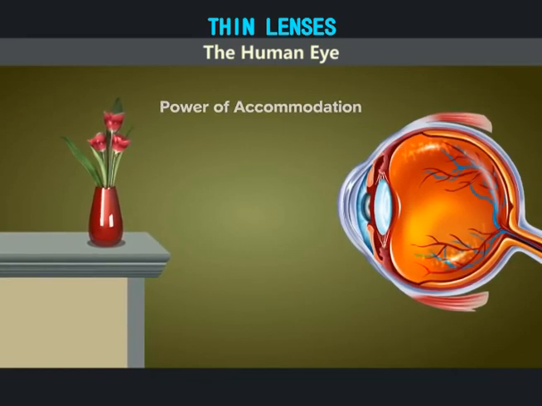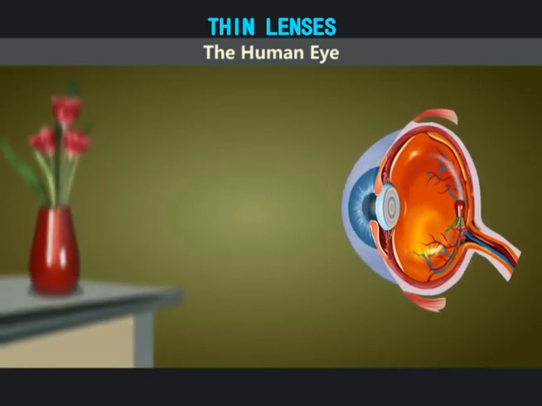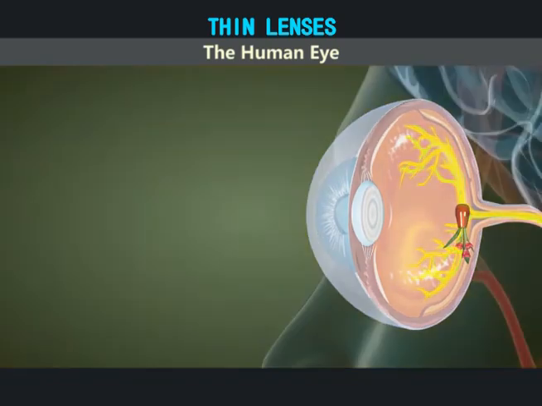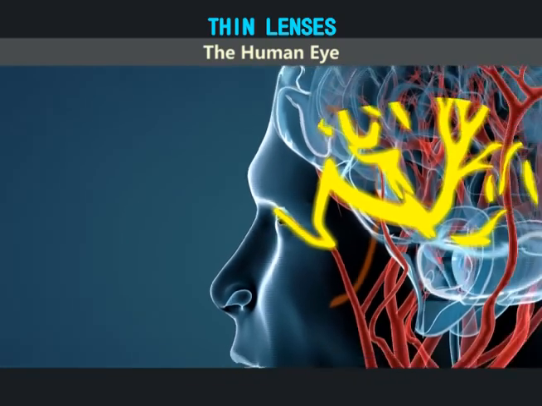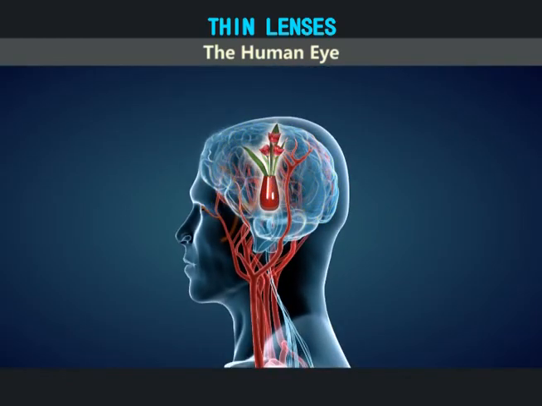The image formed by the eye is a real, inverted image of the object that then strikes the retina. The light-sensitive cells of the retina convert the light into electric signals that are relayed to the brain. The brain converts these electric signals into an image.